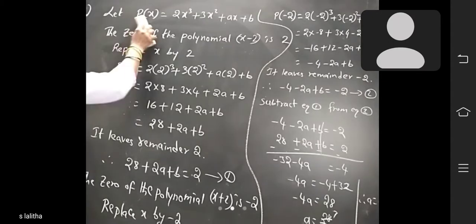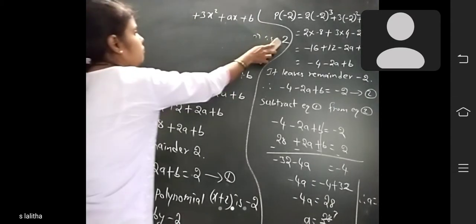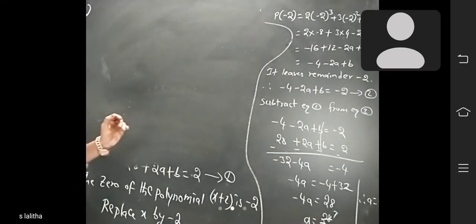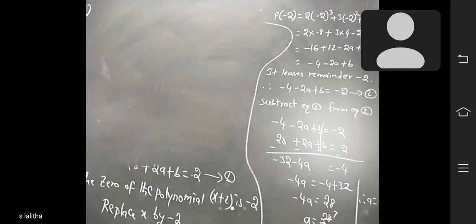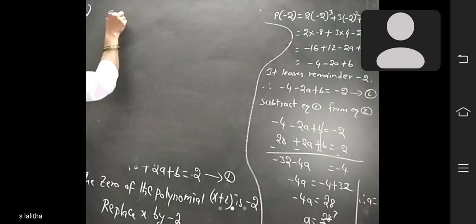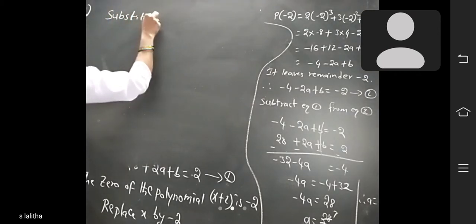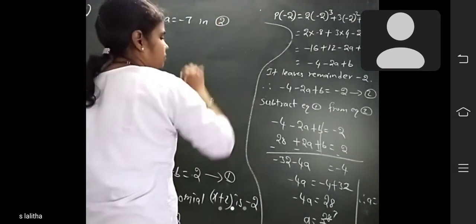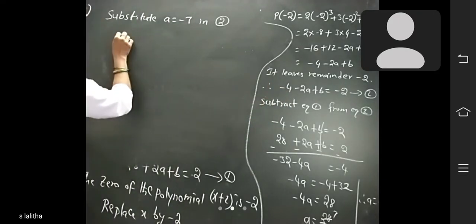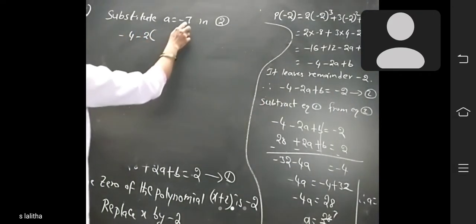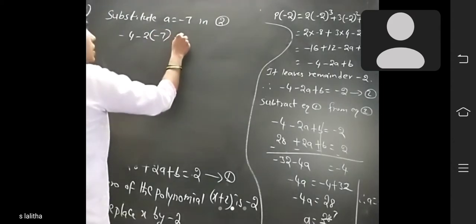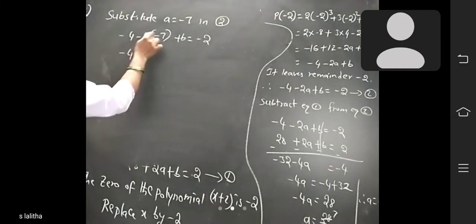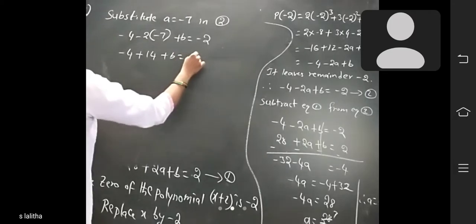Next, you have to substitute a value in 1 and 2 equations. Any equation you have to substitute. Okay, substitute a equal to minus 7 in second equation. Take the second equation: minus 4 minus 2 into a. What is the a value? Minus 7 plus b equal to minus 2. So minus 4 minus of minus 2 times 7, plus 14, plus b equal to minus 2.